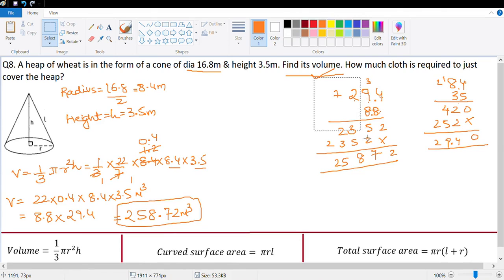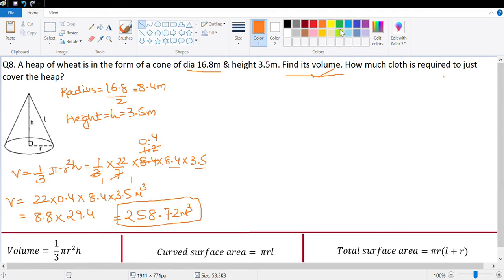I need to erase these calculations so that I have some space to do the next part of the question. Let's look at the second part of the question. Second part of the question says, how much cloth is required to just cover the heap? Now there is something which you need to understand here.